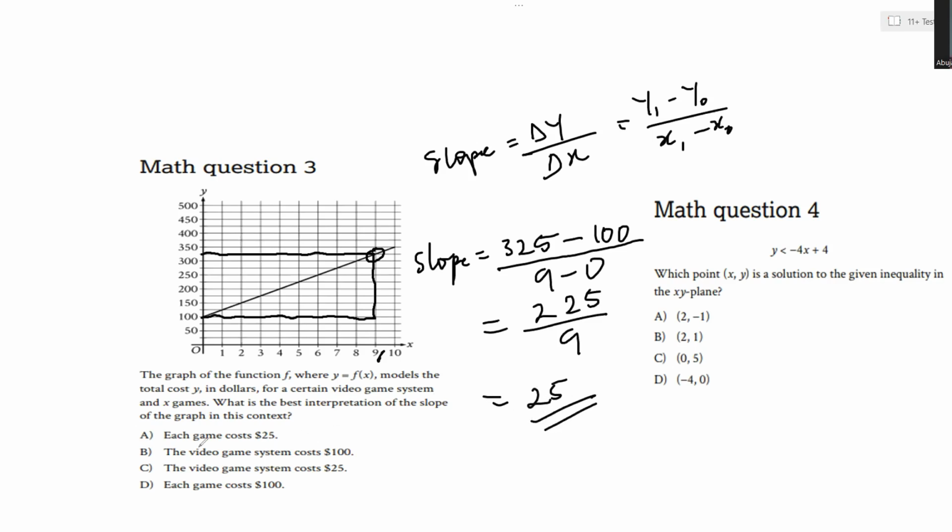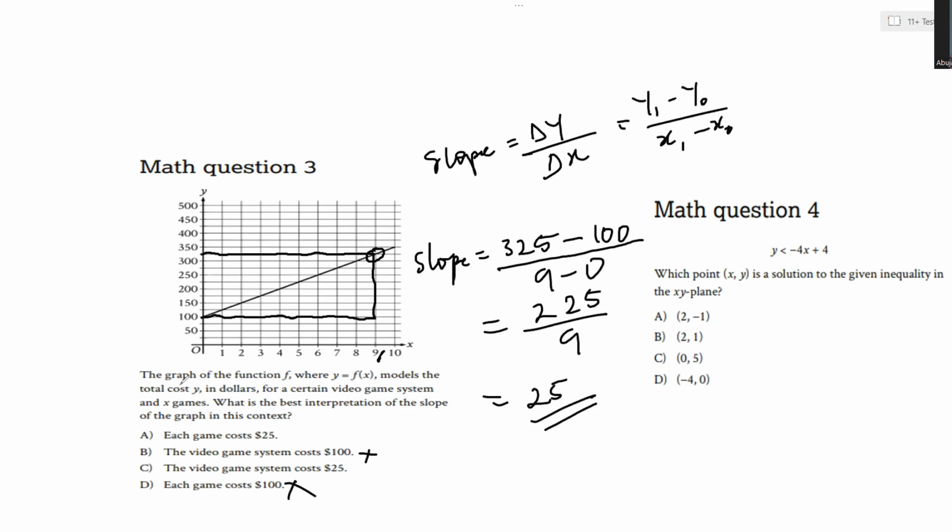So back to the question. The question said, what is the best interpretation of the slope of the graph in this context? All right, each game costs $25. That's A. B, the video game system costs $100. We didn't get a slope of $100, so let's strike that one. Now, the video game system costs $25. Okay, then D, the video game costs. So I will strike D also. So the options that we are left with are basically A and C.